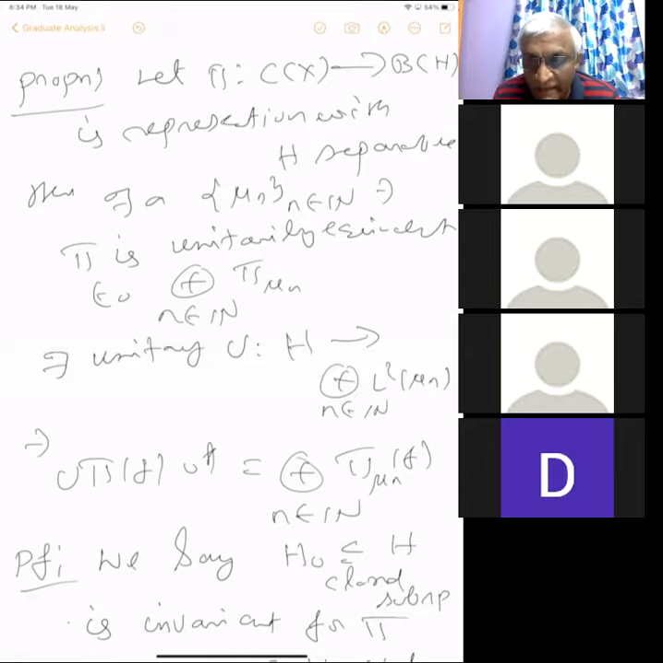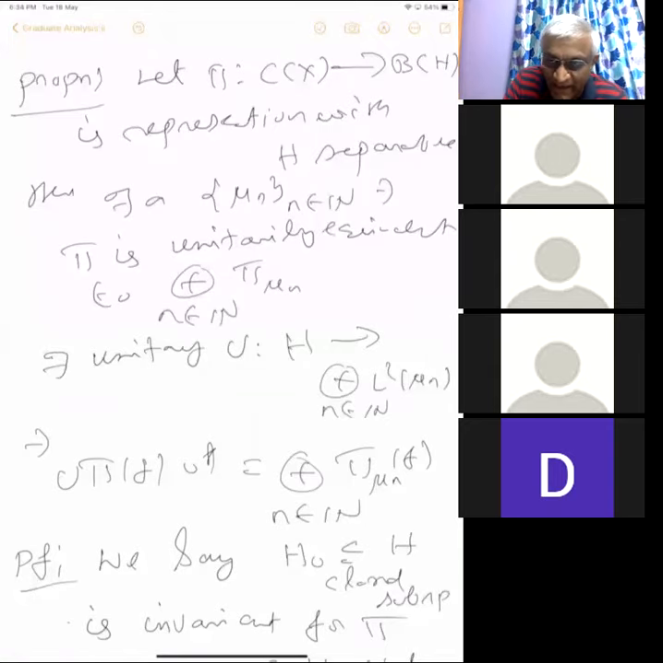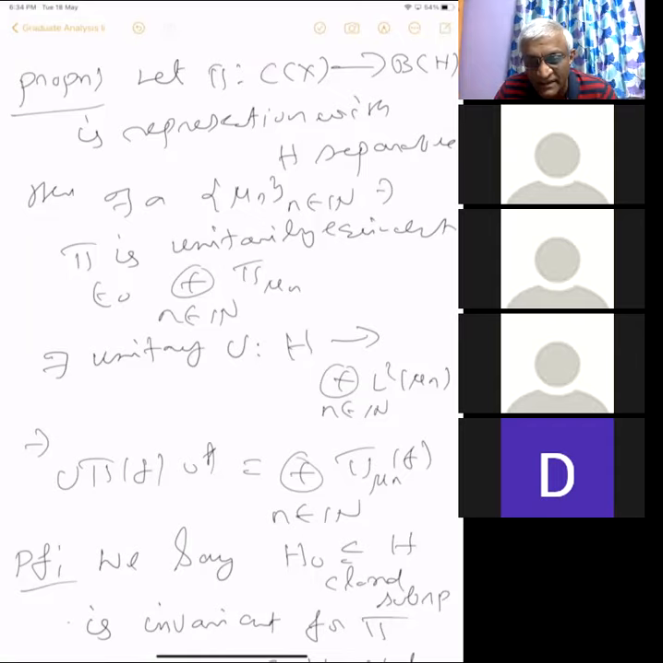We want to study representations of C of X, which is a commutative C-star algebra, and there is a theorem that says all commutative C-star algebras look like this. Now you are just classifying all representations of this. This is what is called the Hellinger theorem kind of thing. That is slightly more general, but any representation of C of X will look like this.